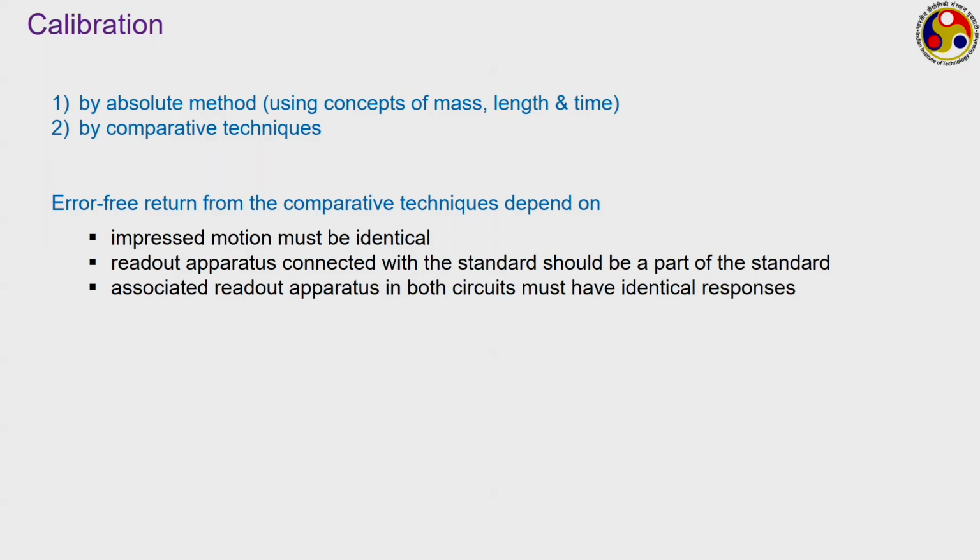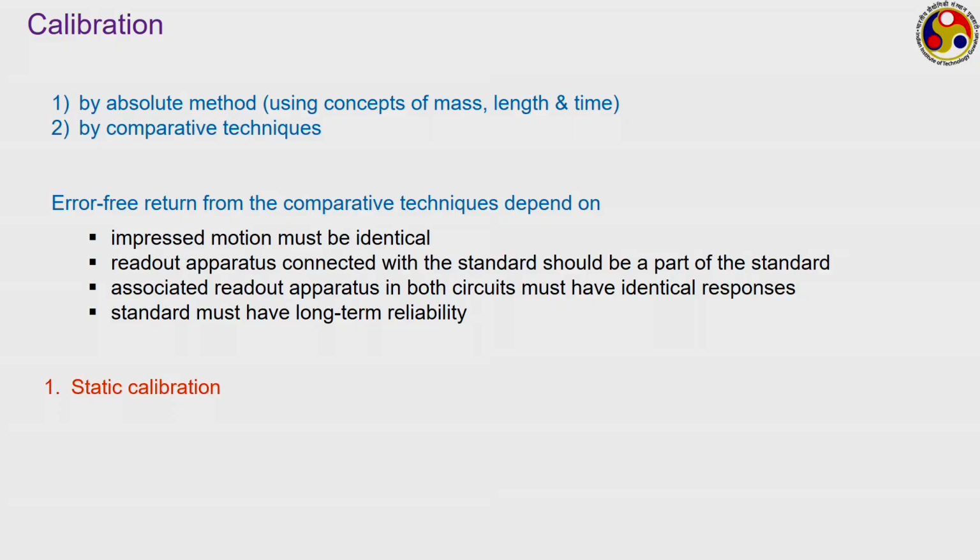Then the associated readout apertures for both circuits must have identical responses. That is very important, because whatever may be the characteristic of the primary sensing instrument, ultimately everything comes to the secondary side, what your secondary transducer is doing, which is the readout apertures here. So the dynamic characteristic of the readout apertures for both the standard and your subject should be identical, and the standard must have long term reliability.